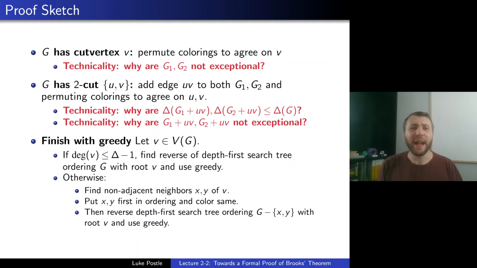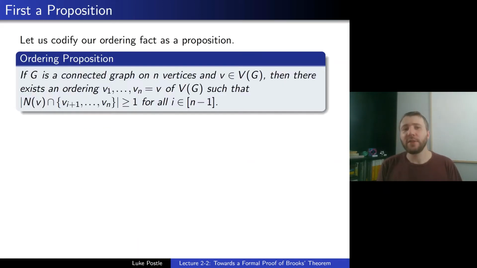This is an exercise in taking an informal proof sketch, where last lecture we outlined the ideas and how you come up with this proof, into a more formal written proof, for your development as a mathematician. Let me first say that we can use a proposition. I'll codify this reversing of a depth-first search tree ordering as an ordering proposition.